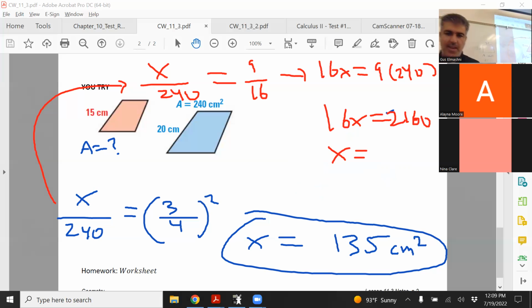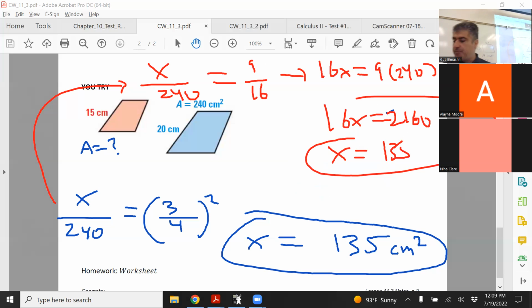I think that's right. Hold on a sec. Yep, and then divide by 16, you get 135. Yep, very good. So that's the kind of problems you would do. And you're told that these are similar. This is assumed, but I'll tell you that.